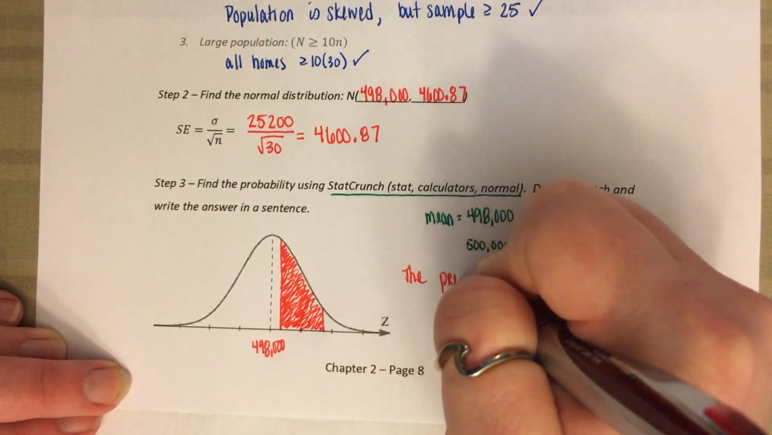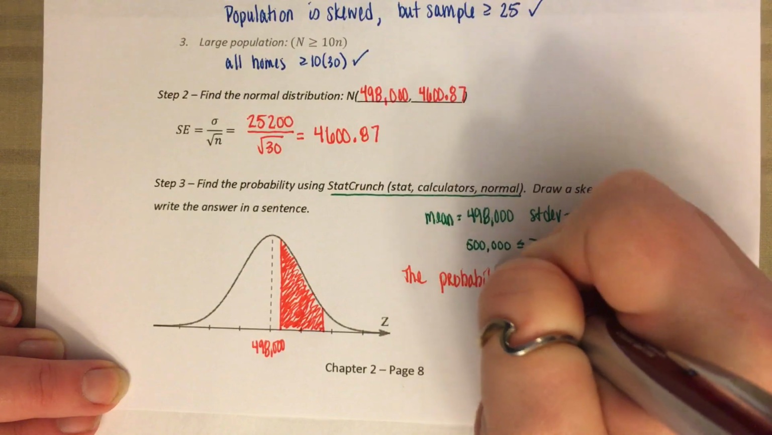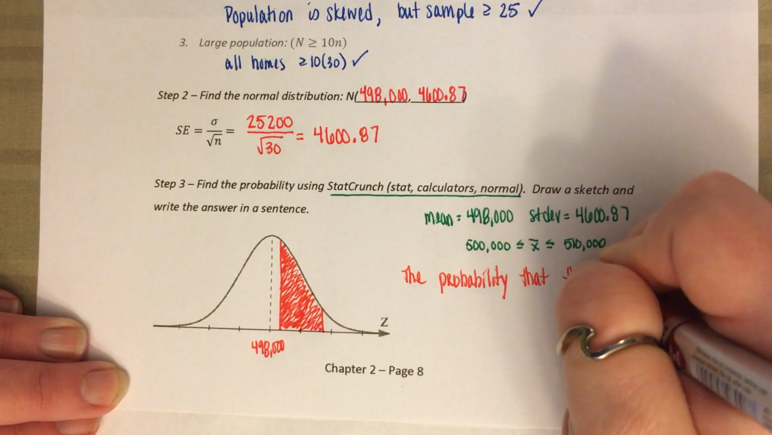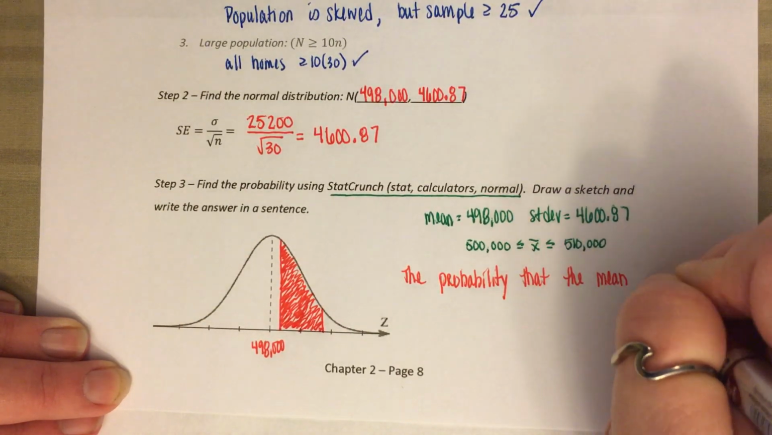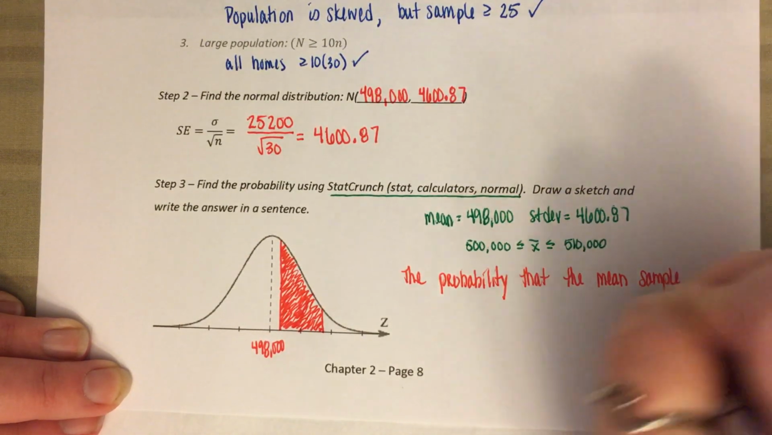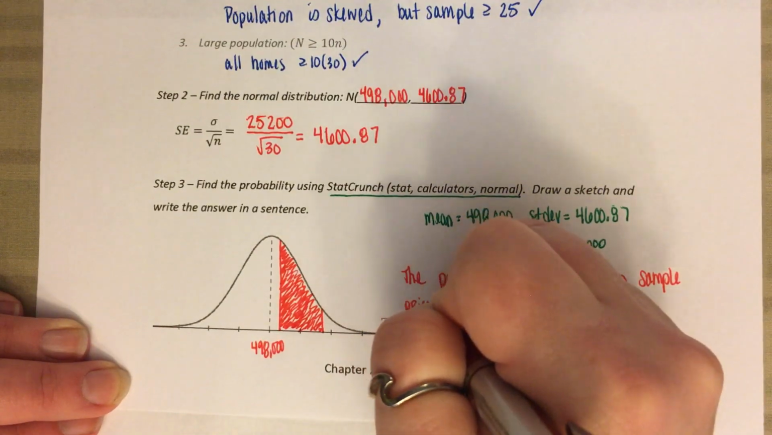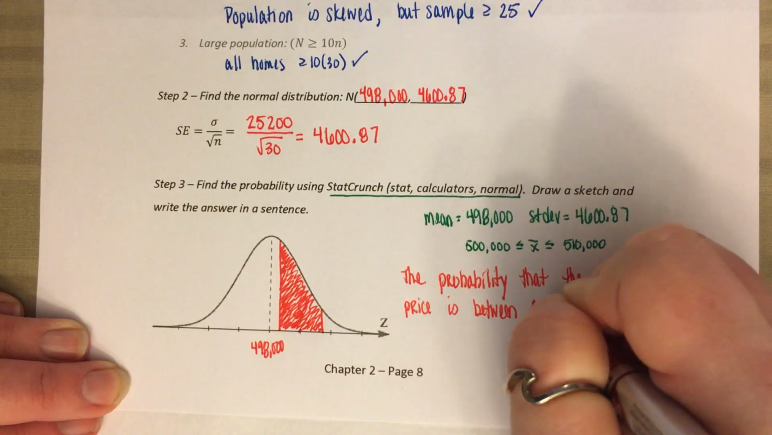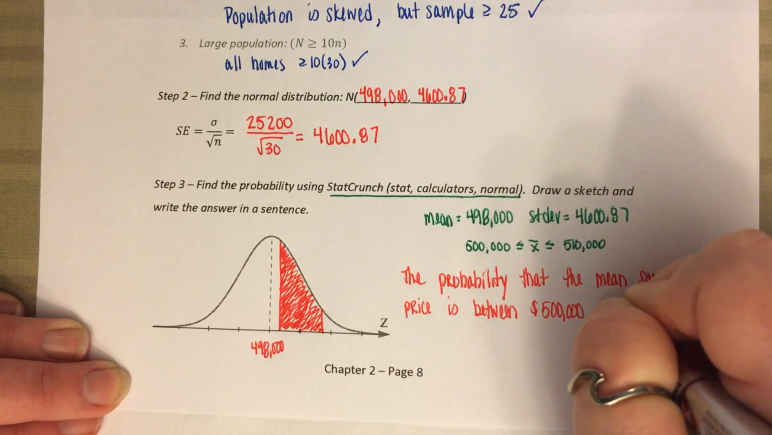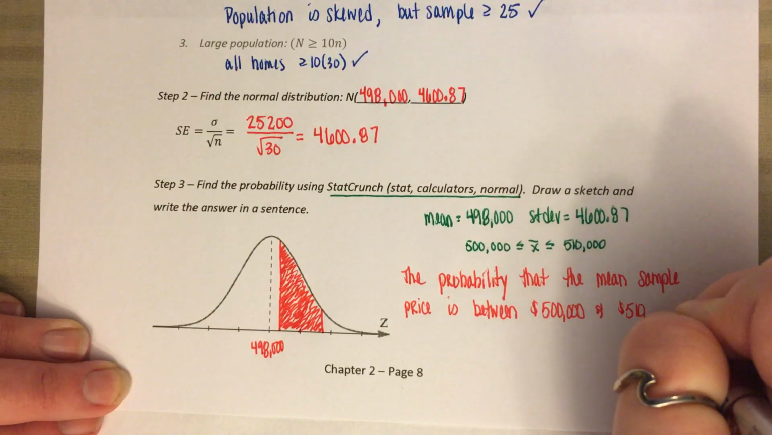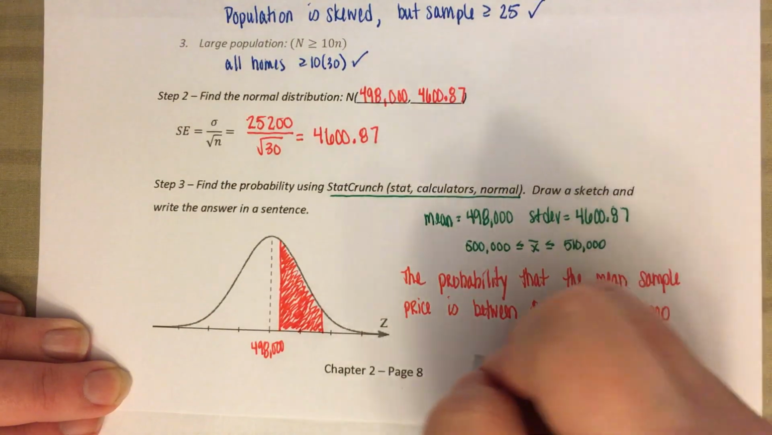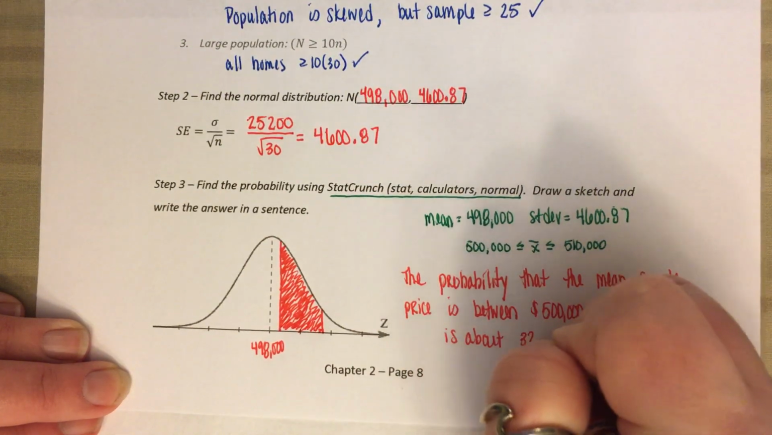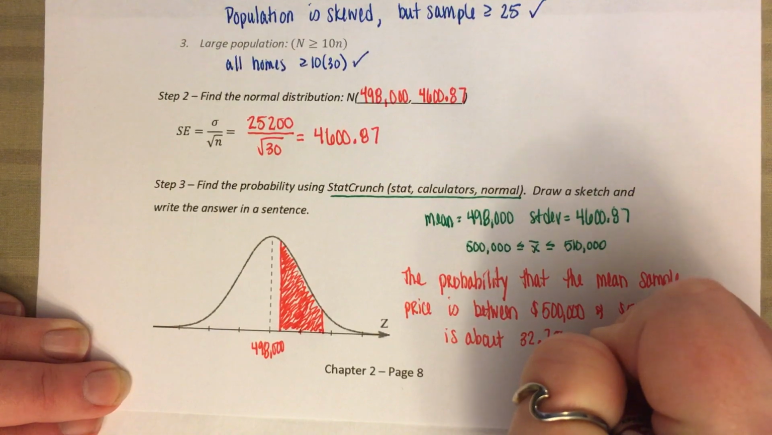And then we're going to finish off this problem by saying the probability that the mean sample price is between $500,000 and $510,000 is about 32.7%.